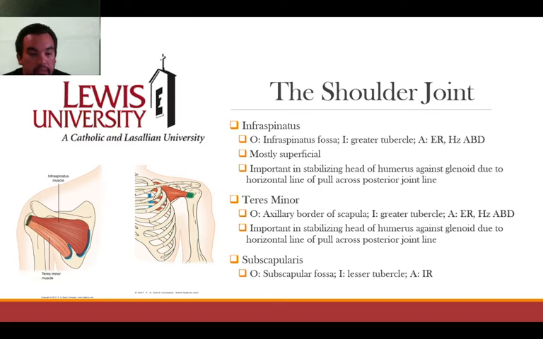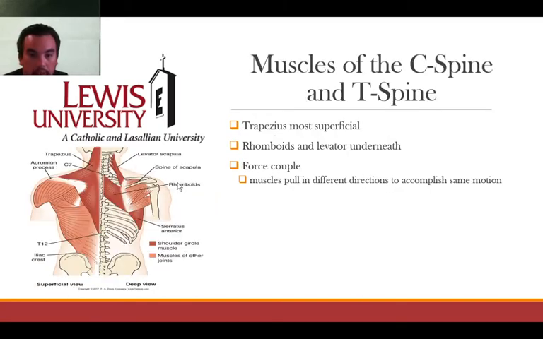And finally, we have the subscapularis that runs underneath the scapula. It sits in that subscapular fossa. It originates on the subscapular fossa and inserts on the lesser tubercle, and its job is internal rotation.